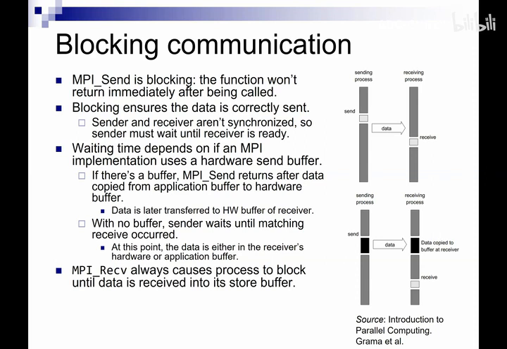Okay, so MPI send is going to block either just for a short time until the data is copied into the buffer, or for a long time until the receiver is ready. On the other hand, MPI receive is always going to block. Because if I call MPI receive, that means I want to receive a piece of data from somebody, and until I get that piece of data, I'm just going to keep waiting. So MPI receive is going to keep blocking.